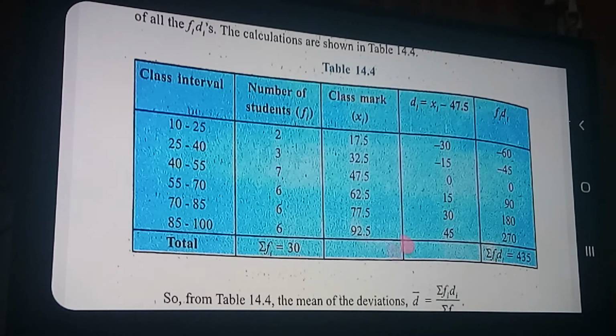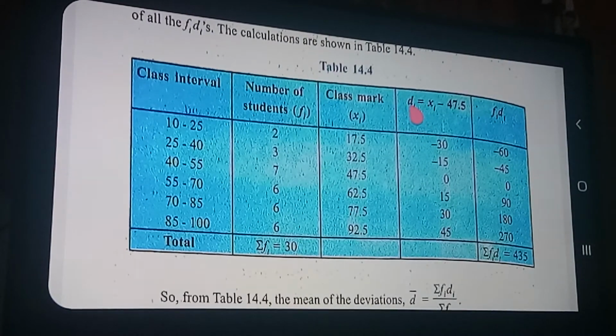And here di means xi minus a. So here the assumed mean is taken from xi. Di is equal to xi minus a. For the assumed mean, you select any value from the class marks only. Usually we select the middle xi as the assumed mean. So the middlemost one: 47.5 you can write, 62.5 can also be taken. Here the middle value taken is 47.5. So this 47.5 you will take as the assumed mean.